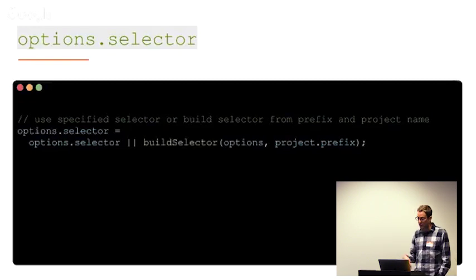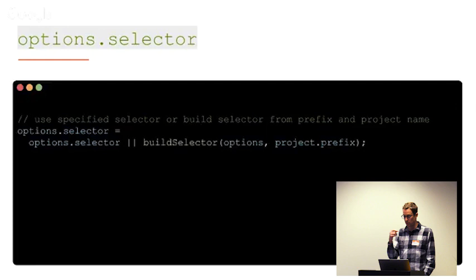Or if it's not specified, we'll use this build selector function that is actually defined in this file. That's why it's not imported. We'll just grab whatever the default is for the prefix, which is defined in Angular JSON as well. In most cases, by default, when you create a new Angular project, it's just app. So we'll determine what that prefix is, and then dash it, and we'll determine what the rest of the selector is going to be. It's going to be a dasherized version of whatever the name is.